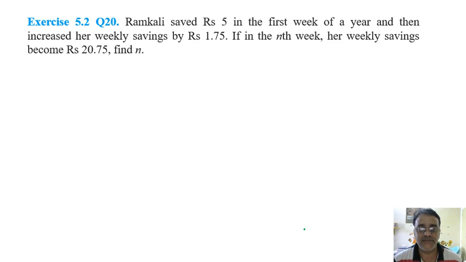Ramkali saved rupees 5 in the first week of a year and then increased weekly savings every week by rupees 1.75. If in the nth week her weekly savings become rupees 20.75, find the value of n. So first of all, her saving is increasing uniformly every week by rupees 1.75. So what you have to write: since each weekly saving is increasing uniformly by rupees 1.75, therefore it will form an AP.